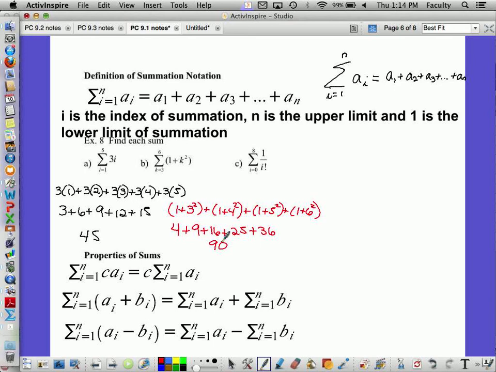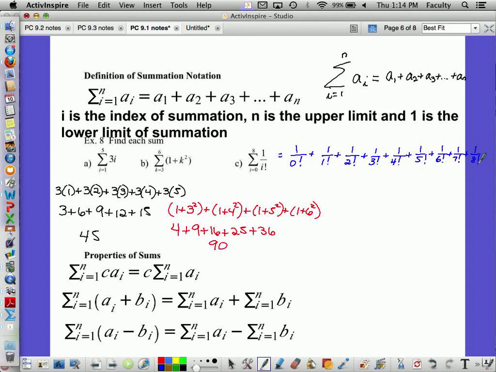All right, now let's try letter C. Now notice the lower limit of summation is a 0. So it's 1 over 0 factorial, plus 1 over 1 factorial, plus 1 over 2 factorial, plus 1 over 3 factorial. And remember, a summation is you are adding the terms in a sequence. Now, I don't want to do this one by hand, and I don't think you want to do it by hand. So take out your calculators.